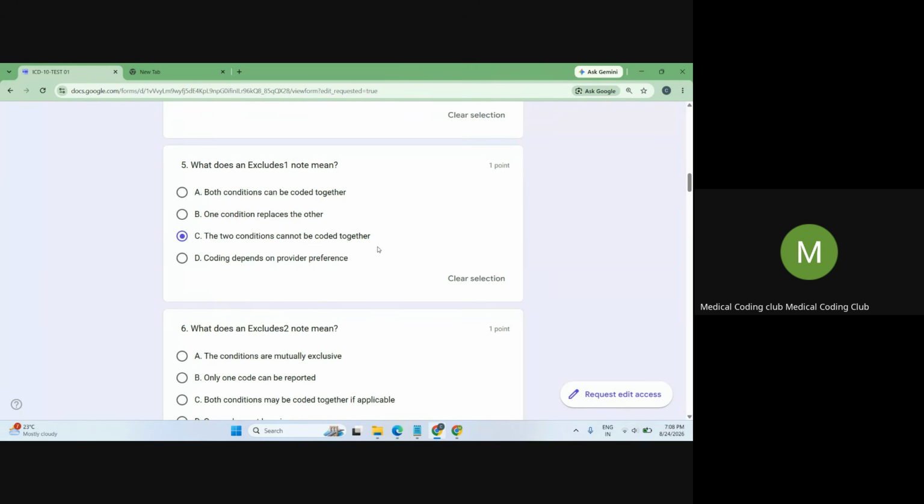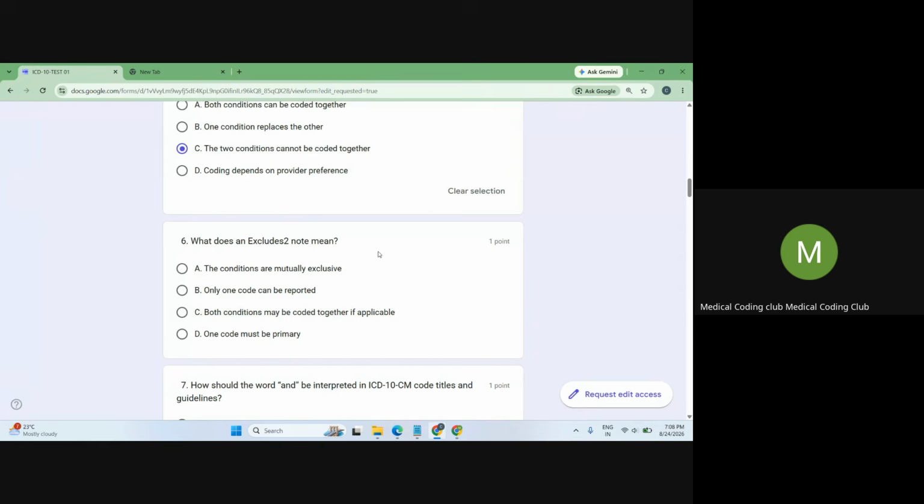So for example, we took type 1 diabetes and type 2 diabetes. If you go and check type 1 diabetes exclude one instruction, below that we can see that type 2 diabetes is coming under exclude one note. So that shows you cannot code both type 1 and type 2 diabetes at the same time. So that is what exclude 1 refers to.